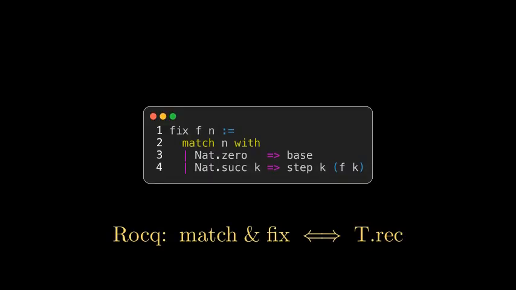Different layering, same destination. Rocq's match and fix together do what Lean's recursor does in one move. Strict syntactic checks on each side mirror what the recursor's type would have demanded.